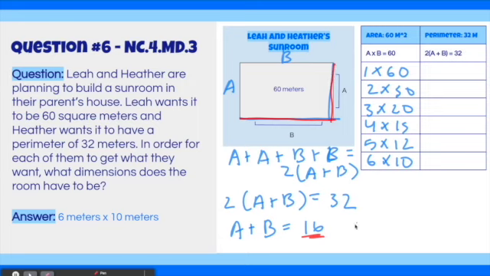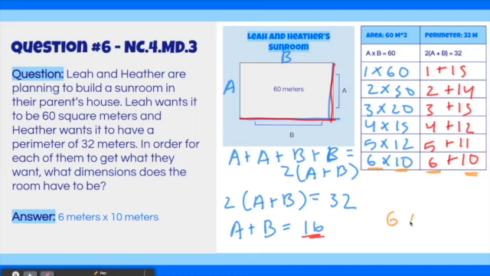Okay, now we're going to list the possibilities. So there are a lot of them. So we're going to start off with 1 and 15. Then you have 2 and 14, 3 and 13, 4 and 12, 5 and 11, 6 and 10, and you could keep going, but you'll see here that you have a 6 times a 10 and a 6 and a 10. So the dimensions will be 6 meters by 10 meters.